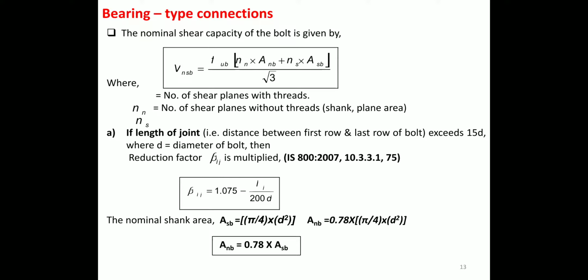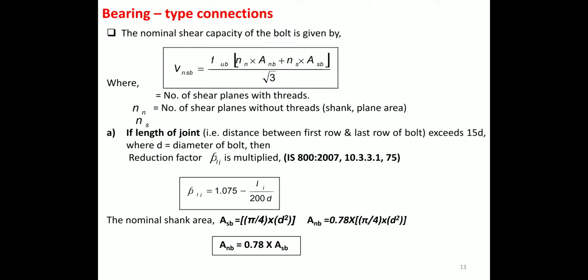Under this, we are going to check if the length of joint, that is the distance between the first row and last row of bolts, exceeds 15 times the diameter of bolt, where D is the diameter of bolt. Then the reduction factor beta suffix LJ is multiplied, according to IS 800 2007, clause 10.3.3.1, page number 75. Here we are going to multiply the reduction factor beta LJ.